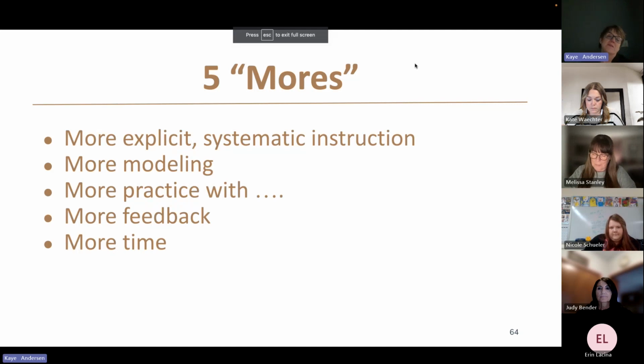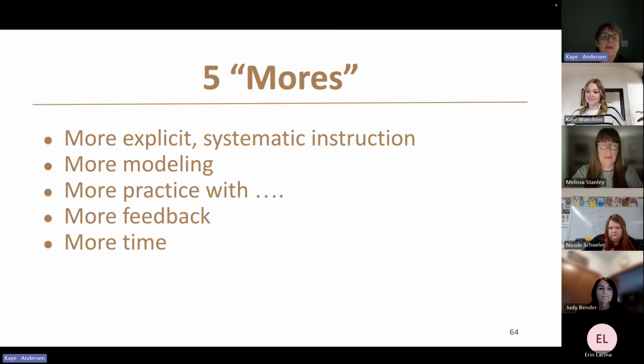Okay, and that ends the last three sessions on what explicit systematic instruction means. Just remember, if they're not getting it, there are really five more things that we can consider: more explicit instruction, more modeling, more practice, more feedback, and possibly more time.